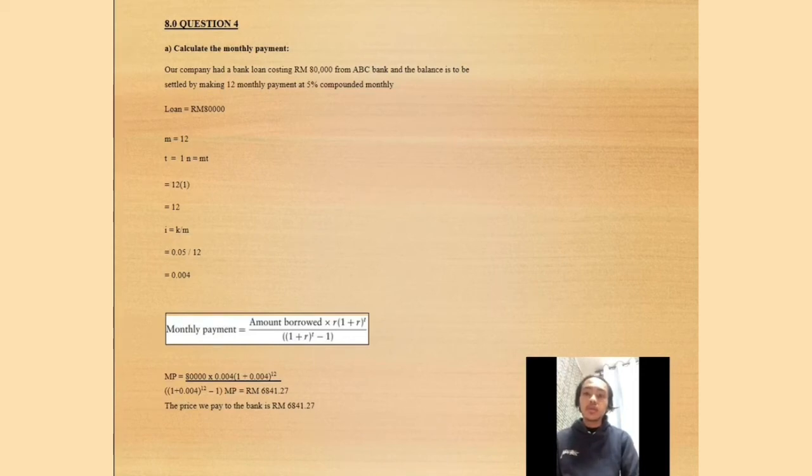So the loan, as we know, is RM 80,000 and the months per year are 12, and the T, years, is 1. To find the N, the total number of payments to be made, it is 12 times T. So 12 times 1, we got N as 12, and for the i we got 0.004. By applying all these into the monthly payment formula, we got our monthly payment of RM 6,841 ringgit and 27 cent.